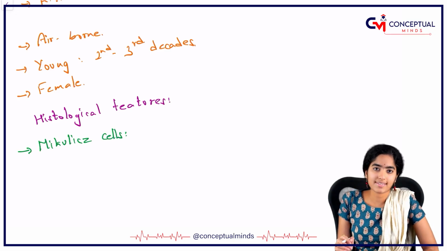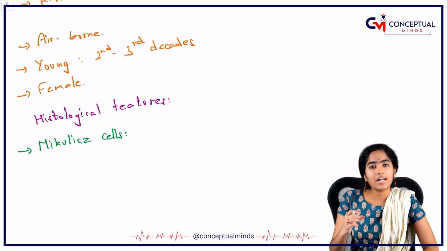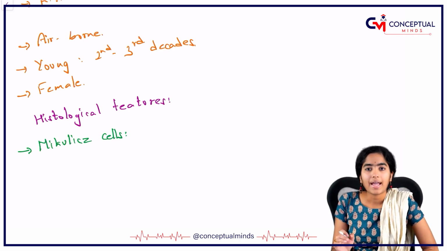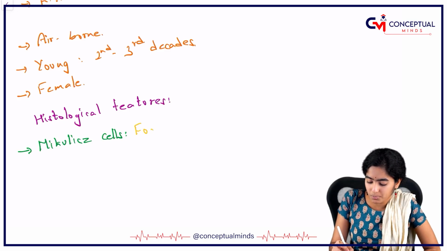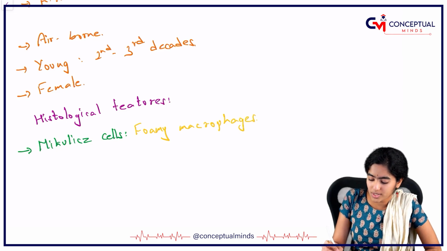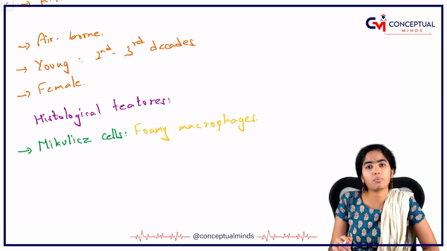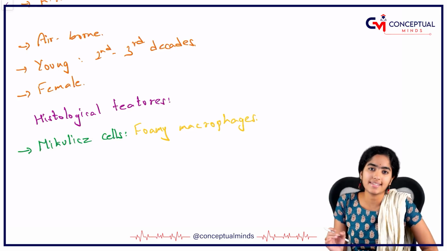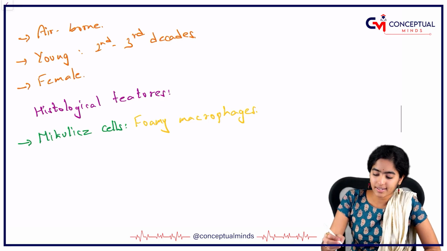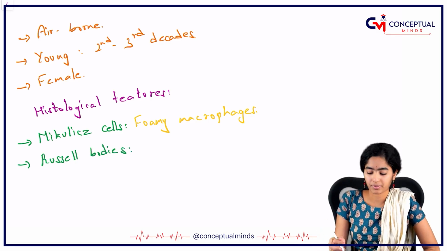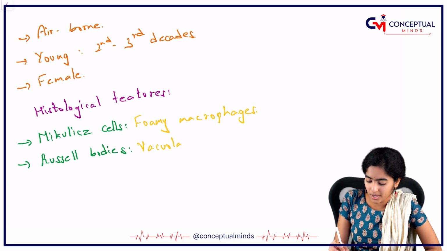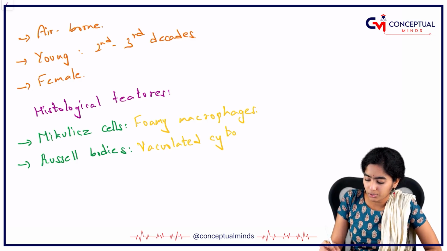What are Mikulicz cells? The macrophages try to engulf the bacilli, the bacteria, into them, and later on they become foamy, and these foamy macrophages are called as Mikulicz cells. This is a characteristic feature of Rhinoscleroma, and because of these cells, Rhinoscleroma is also called as Mikulicz disease. Apart from Mikulicz cells, another important feature is Russell bodies. These Russell bodies contain vacuolated cytoplasm with nucleoli.